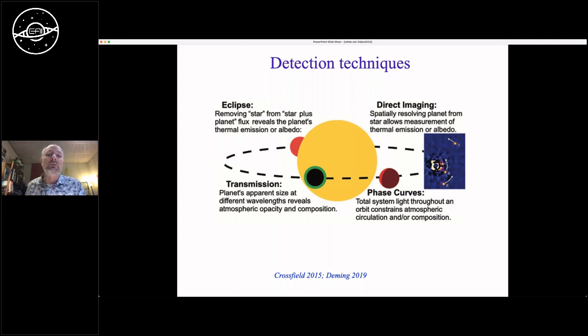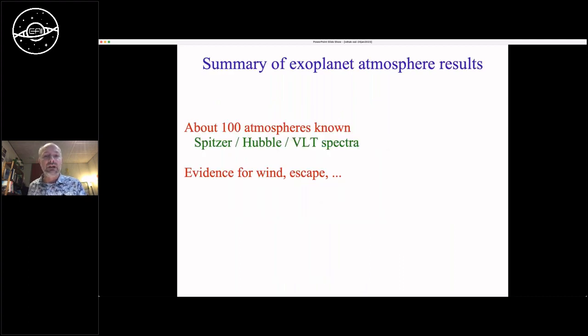And so this is how we can study the atmospheres around extrasolar planets. There are other methods, but let's not get into too much detail here. You can ask me questions, of course, about it later if you want. So what do we learn? What have we learned so far about atmospheres around extrasolar planets?